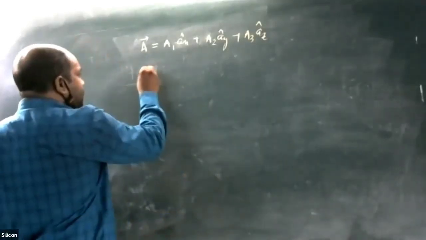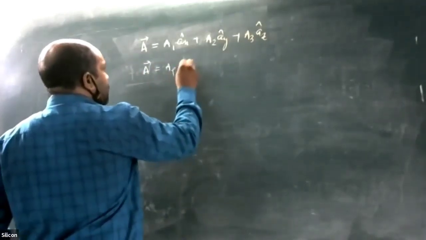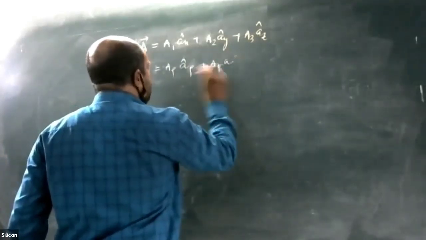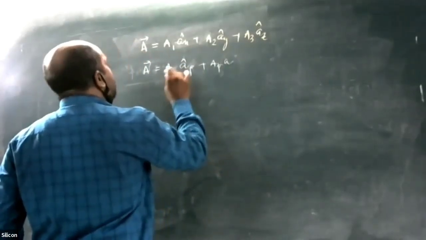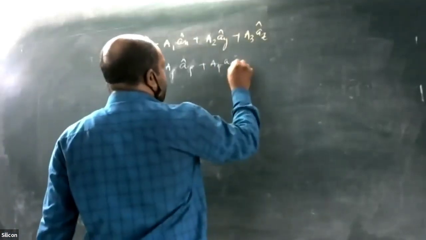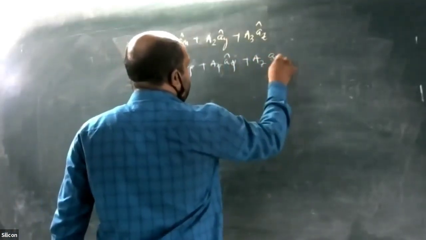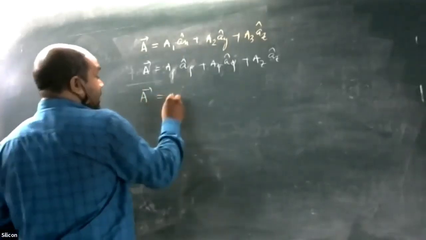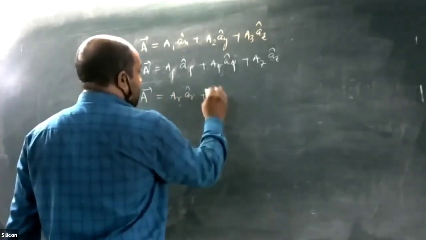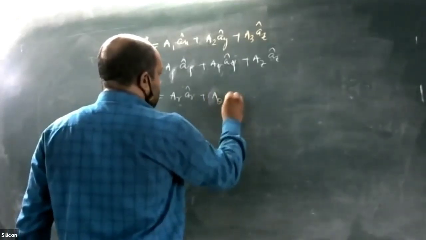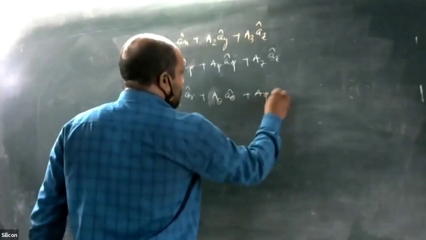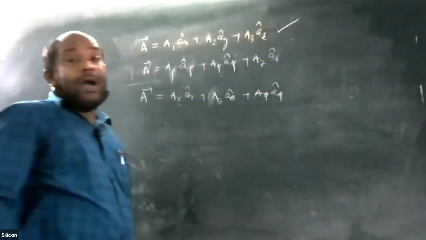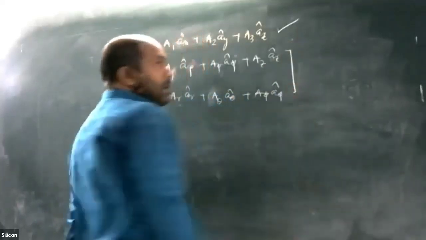Have you ever seen this type of vector, A vector is equal to A rho cap plus A phi cap, otherwise you can write, a rho, a phi cap plus az cap. Have you seen this type of vector? No, you haven't. And this type of vector: AR cap, A theta cap plus A phi cap. I hope you have gone through only this representation. You have not gone through these two.